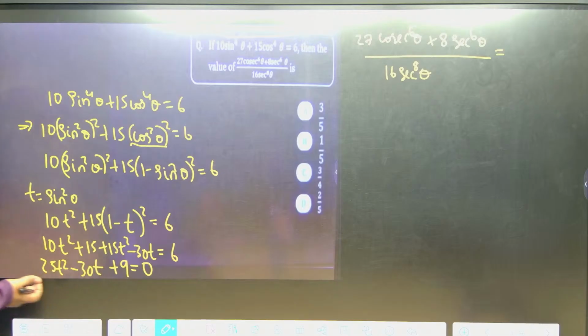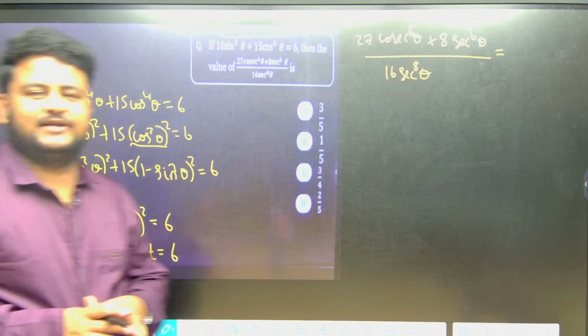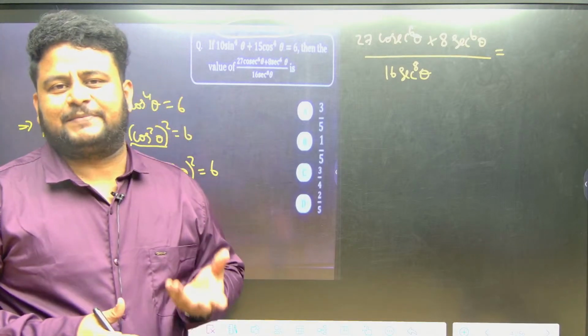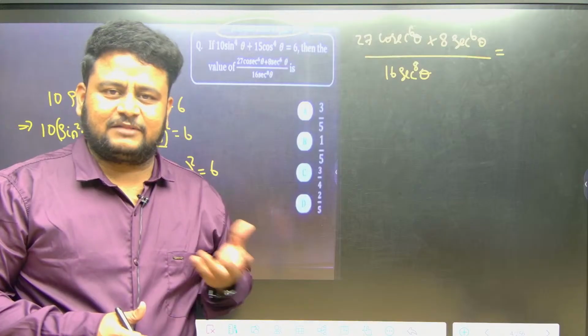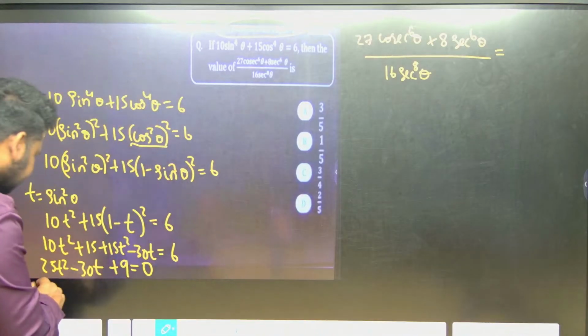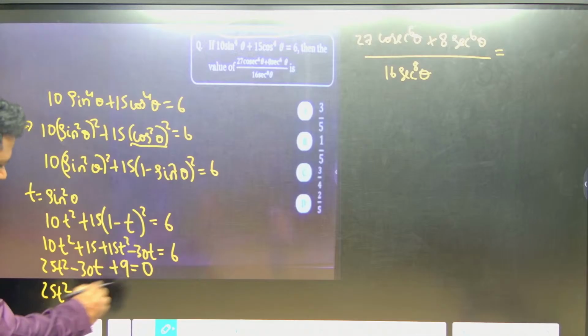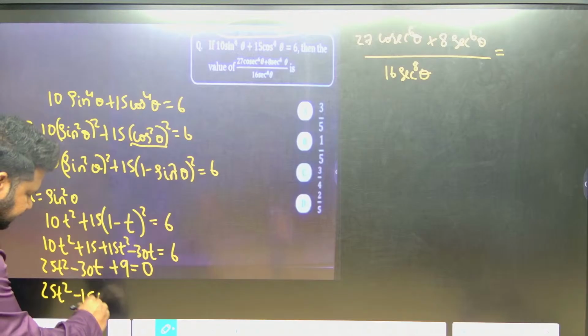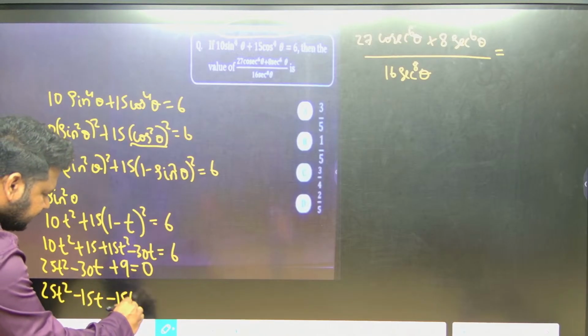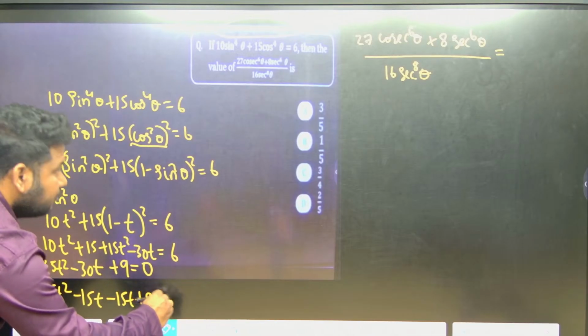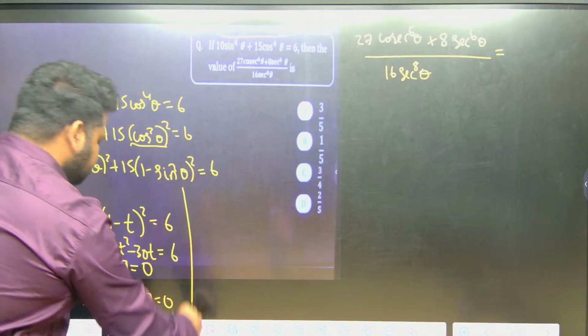So the factors, this you know, the quadratic equation, how to solve this quadratic equation you have already learned in your 10th standard. The quadratic equation chapter itself is there in your 10th mathematics. So see here, just by factorization method I am writing it. 25t square, 30t can be written as minus 15t minus 15t plus 9 is equal to 0. Okay. Now let us solve this quadratic equation.